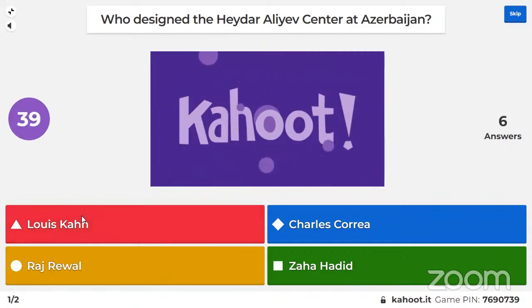What you have to do is, in your Kahoot app or in your Kahoot browser, click on the corresponding color code or the shape code. So if Louis Kahn is the answer, you have to click on the red color code or the triangle option. In your Kahoot app or device, the option names won't be available. Only the color codes and the shapes will be available.